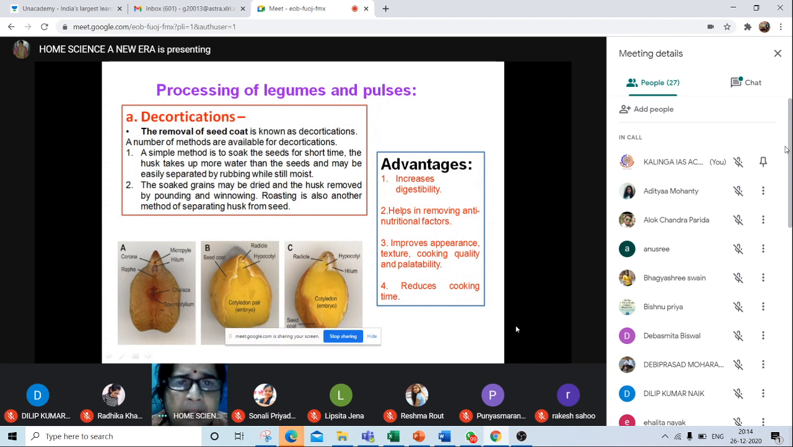A number of methods are available, and a simple method is to soak the seeds for some time. The husk takes up more water.